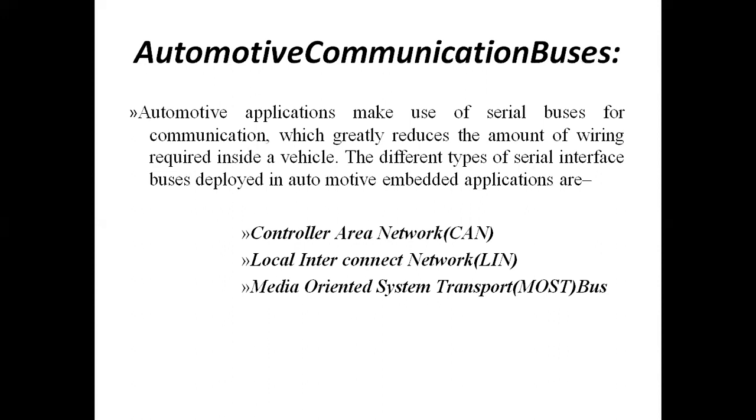So next comes automotive communication buses. Automotive communication bus applications make use of serial buses for communication, which greatly reduces the amount of wiring required inside a vehicle. So there are three different types: one is Controller Area Network, Local Interconnect Network, and Media Oriented System Transport bus. In that, first we're going to see about Controller Area Network.